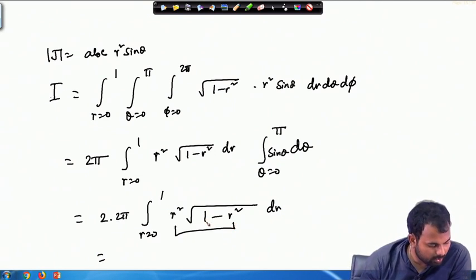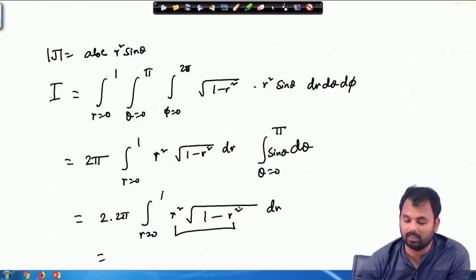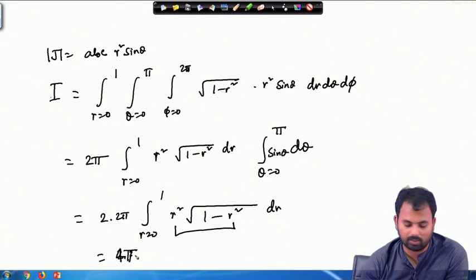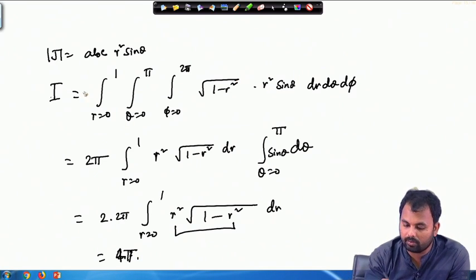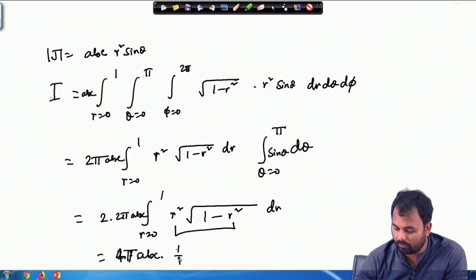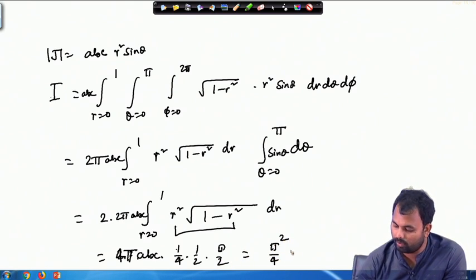Now calculating this integral is fairly simple. We just have to use some kind of substitution. We substitute r equals sin square t, and then transform these limits, and ultimately we will be able to obtain it. It is not very complicated. So, 4 pi times, where is our abc? So, this is abc, right. So, let's write our abc. So, 4 pi abc times we will have 1 by 4 times 1 by 2 times pi by 2. So, ultimately pi square by 4 times abc.